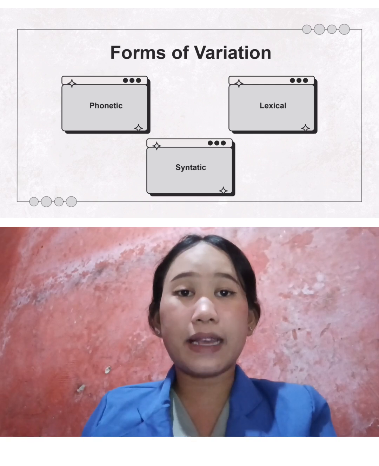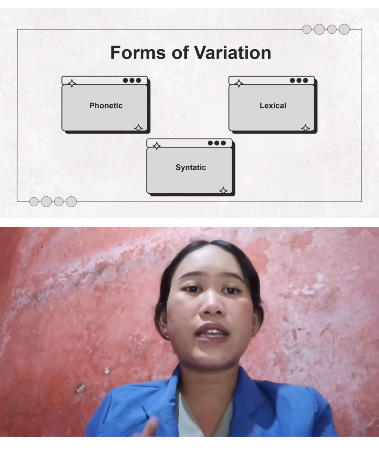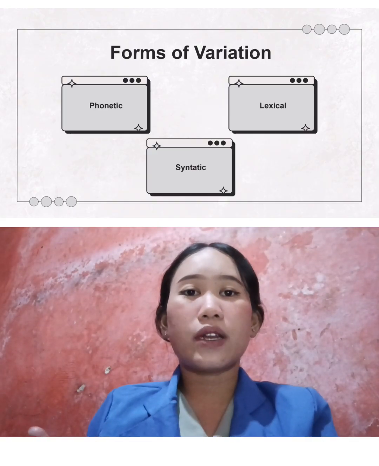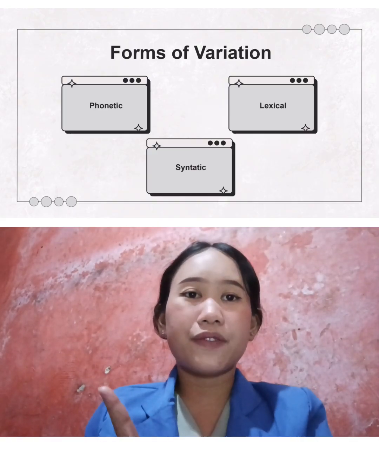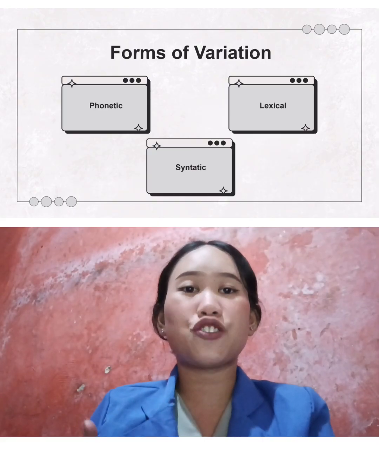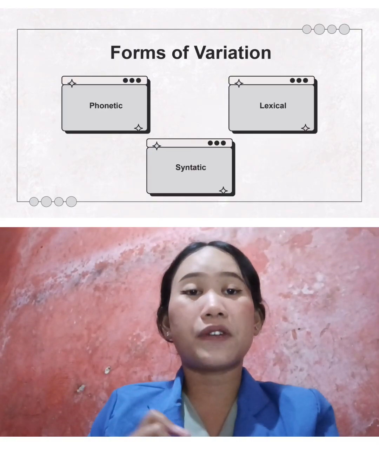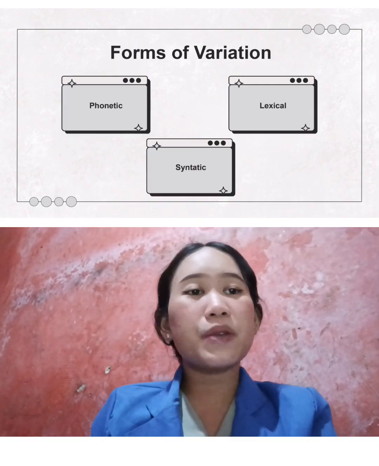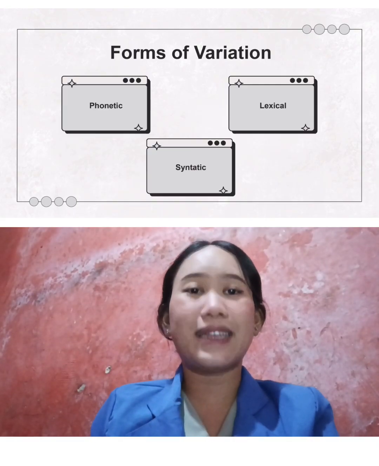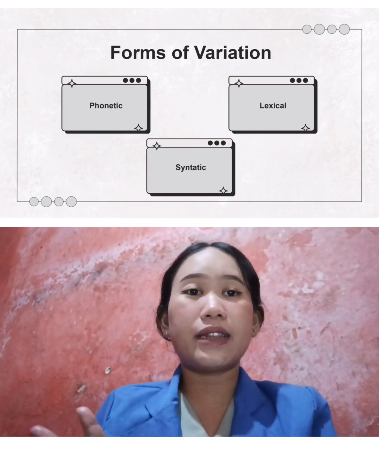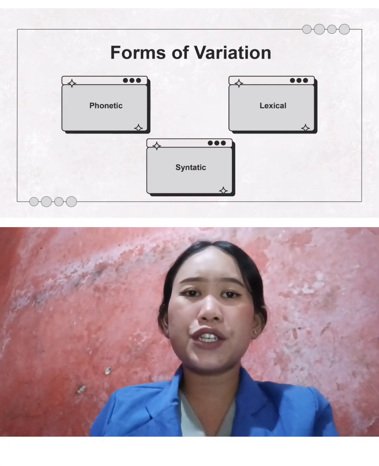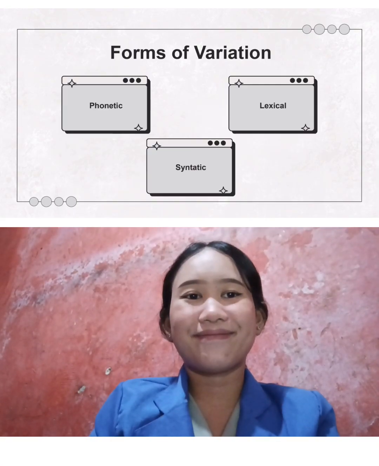The second one is lexical variation. It refers to differences in word choice, where different words are used to express the same meaning. The third one is syntactic variation. It refers to differences in sentence structure. These forms of variation show that language adapts to social context, speaker identity, and communication needs. They also demonstrate that variation affects all aspects of language, not just pronunciation or vocabulary.